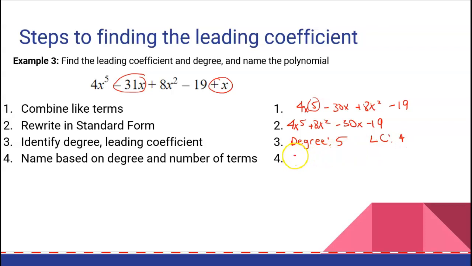So this would be a quintic, because our degree is 5, polynomial with, we're going to count our terms, 1, 2, 3, 4. So this will be a quintic polynomial with 4 terms.